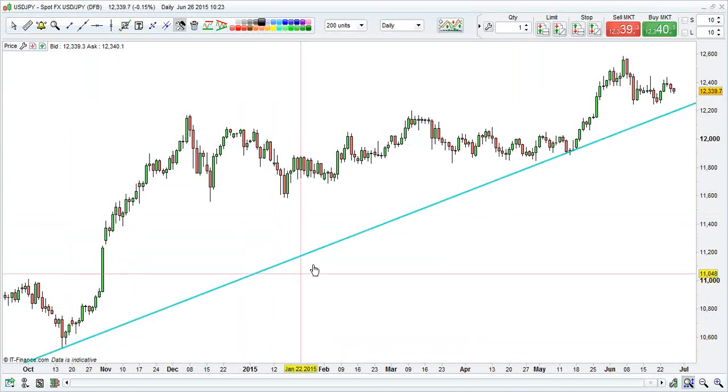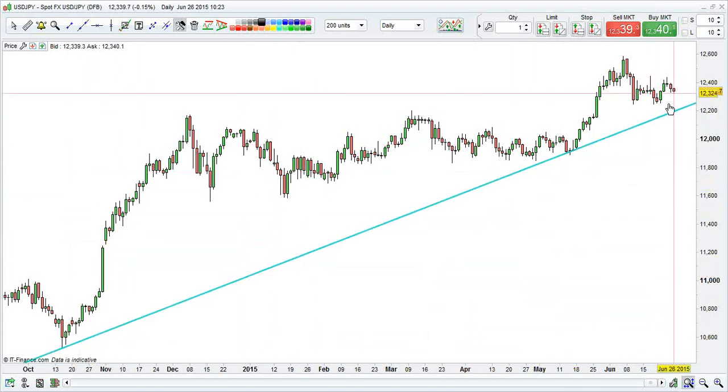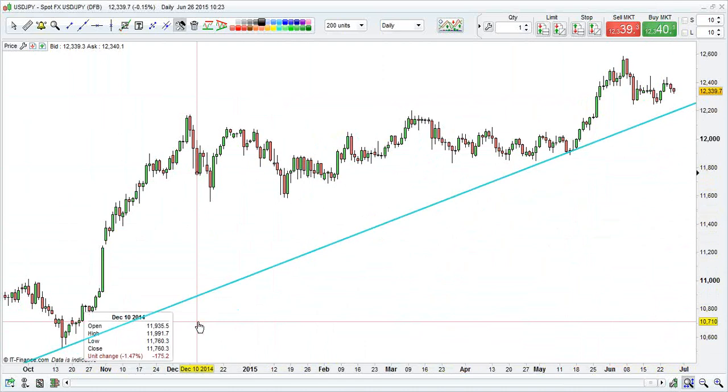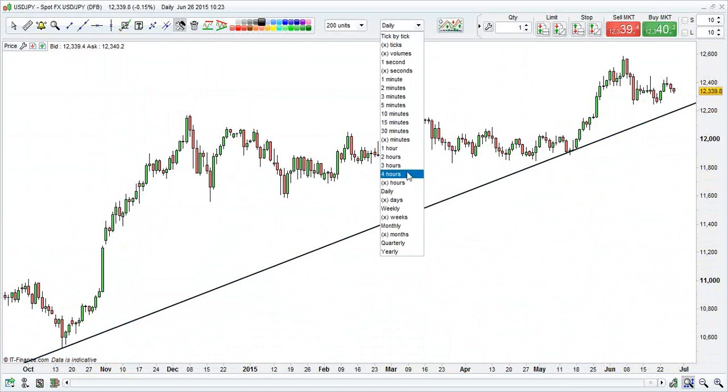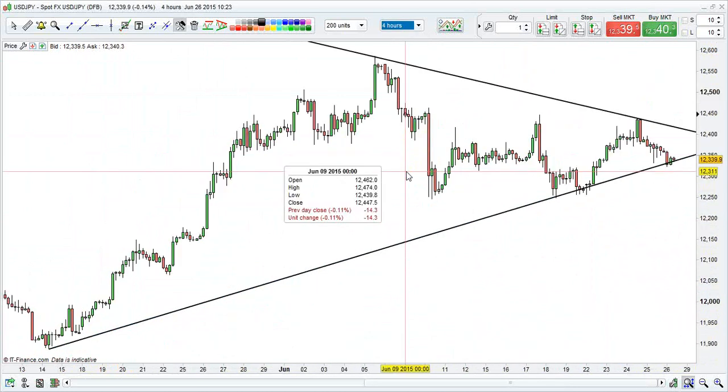Once you find a valid trend line, you're on the correct side of the market. Okay, so since 2012, we still haven't broken this trend line, so we're still in a valid uptrend. And I'll bring it down to a 4-hourly. So this will bring us right into today.